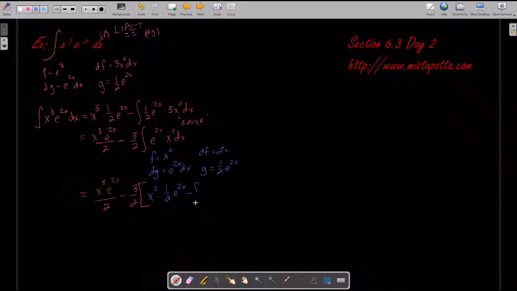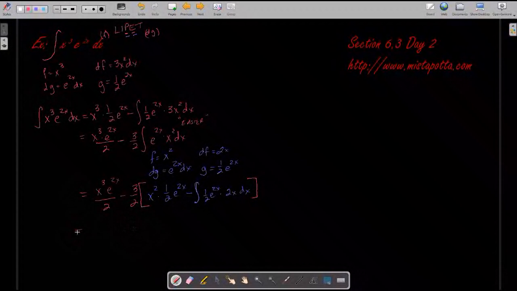So it's going to be the integral of g, e to the 2x, times df, 2x dx. And so all of this is going to be multiplied by this 3 halves expression.